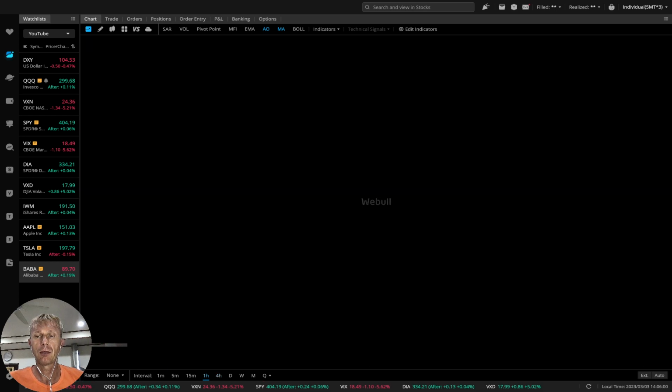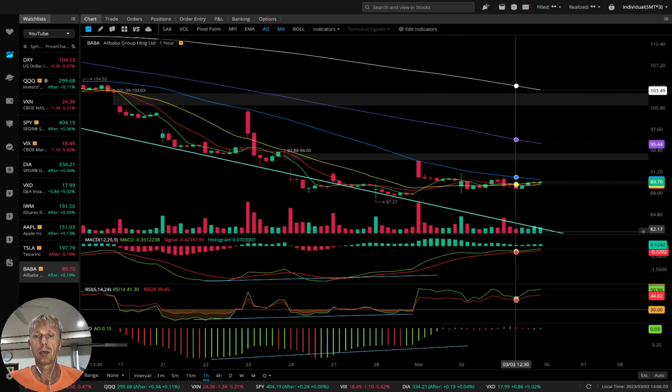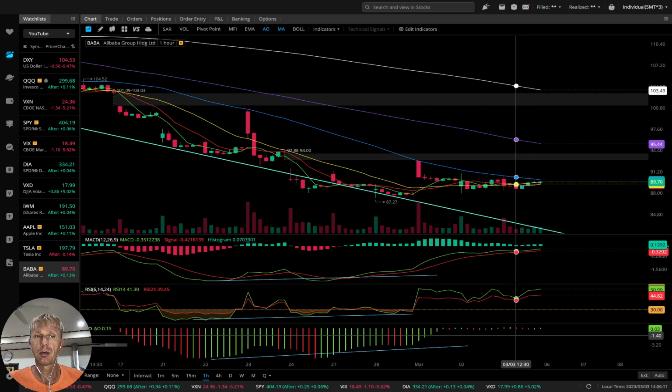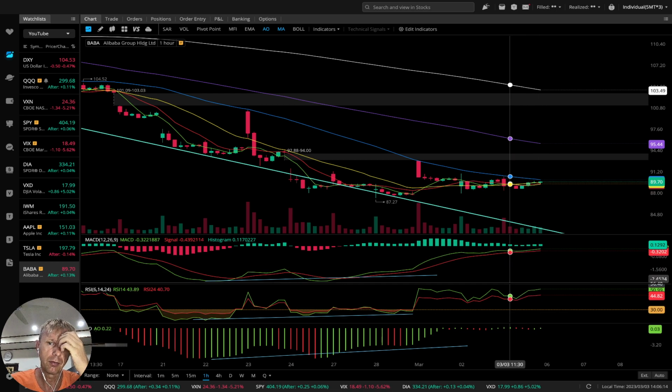Let's move to 1 hour. 1 hour, it's bullish, right? MA5 did bullish crossover over 10. Last bar closed above 20. MACD, RSI, awesome oscillator bullish on 1 hour time frame.